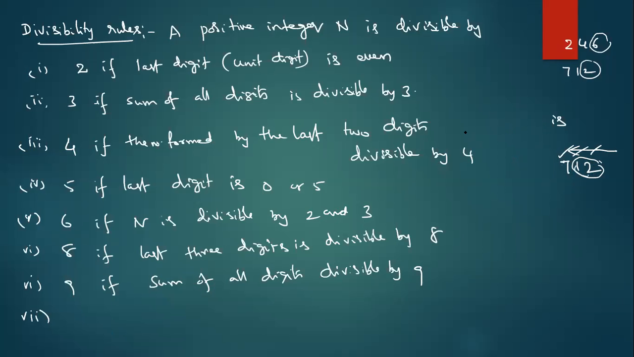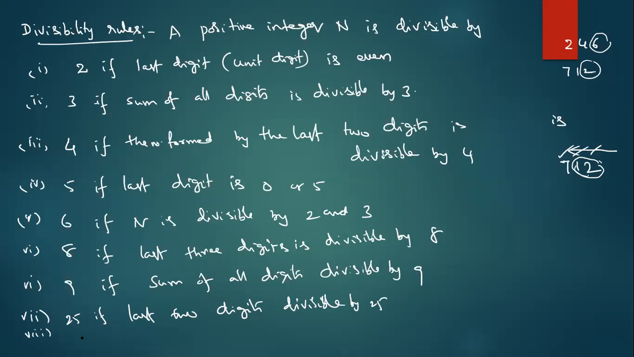Now, the next, 10th one is not required. What about 25? The last two digits should be divisible by 25. Good.